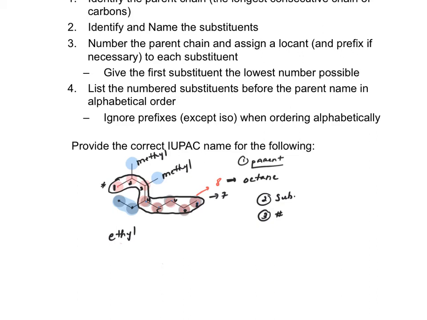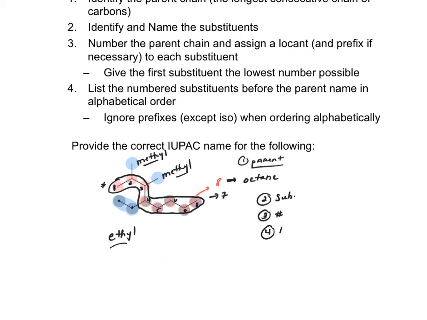So that's numbering, that's assigning the locants. Now we're ready to assemble. Again, it's going to come locant, substituent. But now for this one, we have 2 different types of substituents. We have a methyl group, we have 2 of them, and then we have 1 ethyl group. To specify that, we're going to list the substituents in alphabetical order.